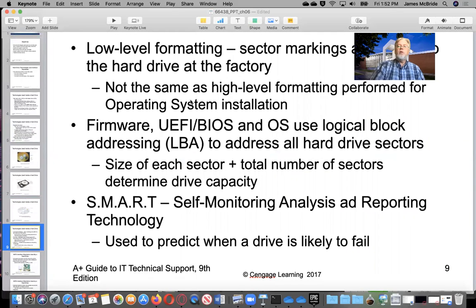All right, so there is something called low-level formatting, and a lot of people get this confused, and they think that they low-level format their hard disks, and they don't. Low-level formatting these days happens at the factory. Now, you can low-level format a hard drive. You have to have special tools to do it, and usually those tools are provided by the hard drive maker themselves. So in other words, you don't use a Seagate low-level format for your Western Digital, that kind of thing.